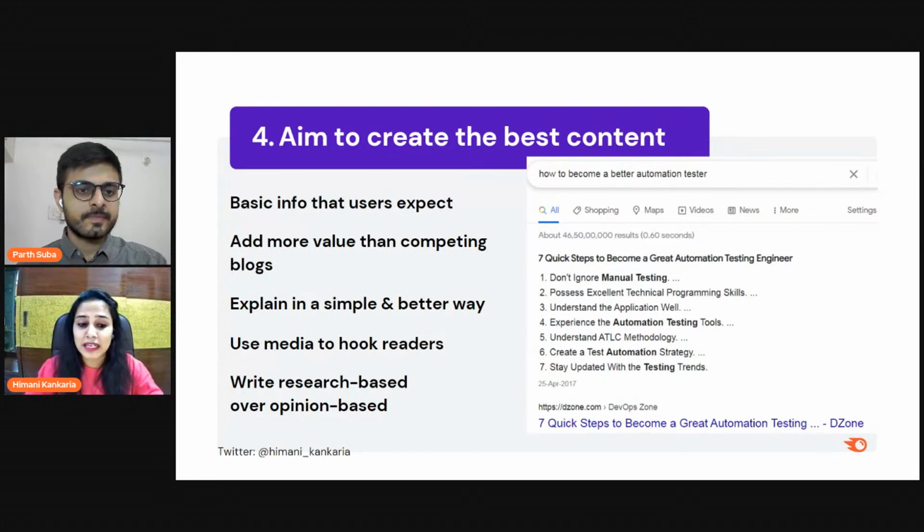And I personally believe in writing research-based content over opinion-based. I'm not saying that opinion-based content doesn't work. It does work, but it has to be proved with some kind of data. How you bring it, I don't know, but it has to be backed by data. That's how users tend to believe your point. Not just because you're an expert will people believe. No, you have to showcase why you are saying a point. If you explain that perfectly, that's perfectly fine.